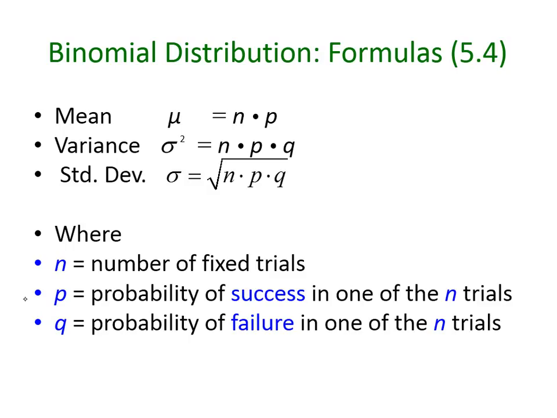So it's kind of fitting into what your common sense thinks it should be. Finding your variance, you're just taking the number in the sample, times the probability of success, times the probability of failure. Anytime you know the variance, it's very easy to get the standard deviation by finding the square root. And don't forget, when you're finding standard deviation, you're looking at the square root.